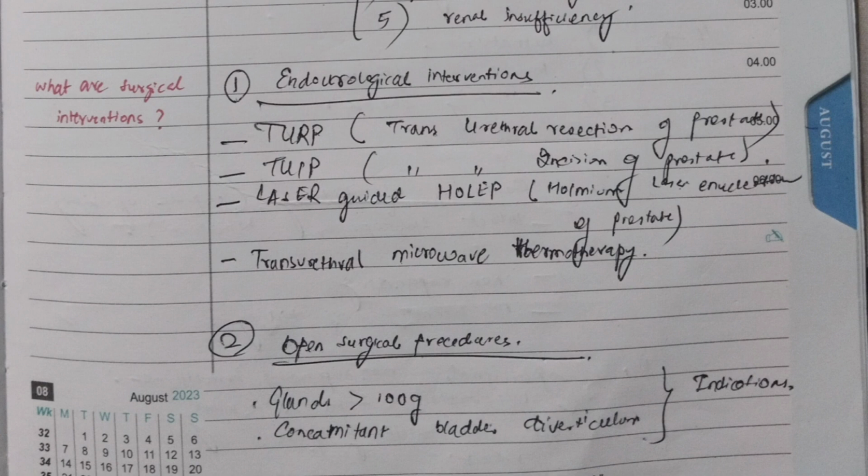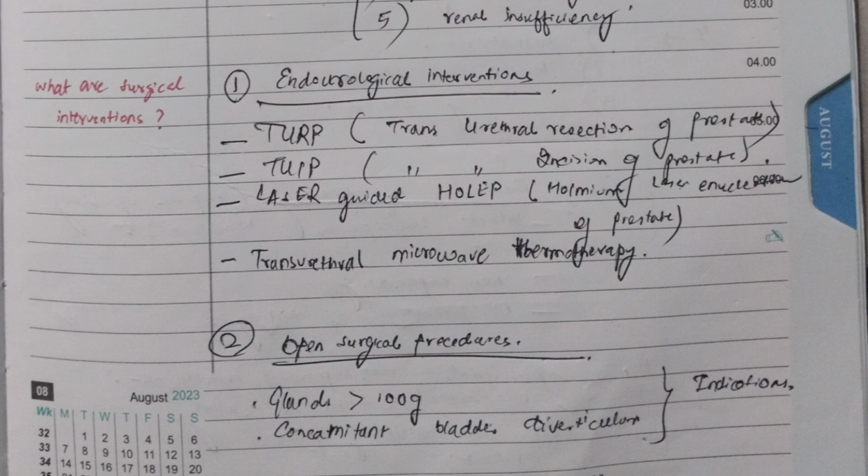In endourological interventions, you have TURP, that is transurethral resection of prostate. You have TUIP, that is transurethral incision of prostate. You have laser guided HoLEP, and HoLEP stands for holmium laser enucleation of prostate. And you have transurethral microwave therapy. And then there is open surgical procedures. Now this is done when the gland is so big that it has crossed 100 grams and there is concomitant bladder diverticulum. So this is all about BPH.